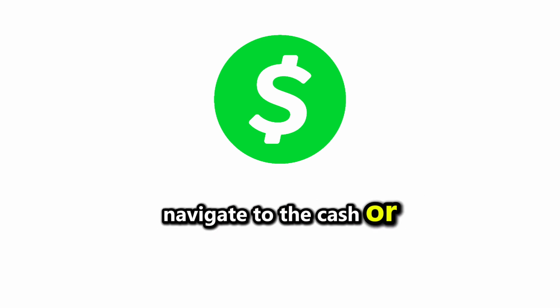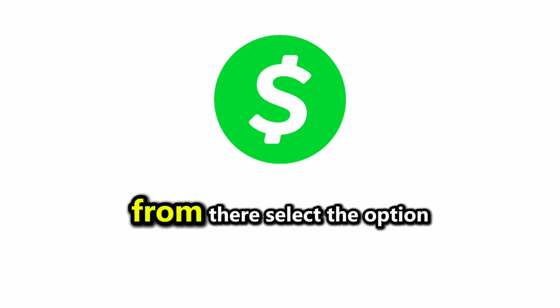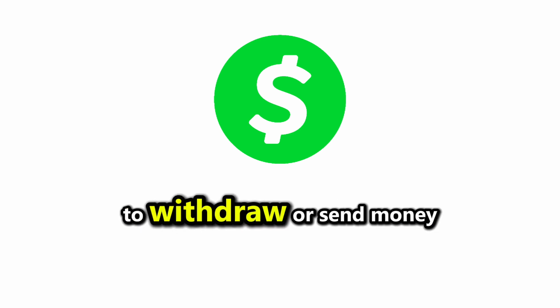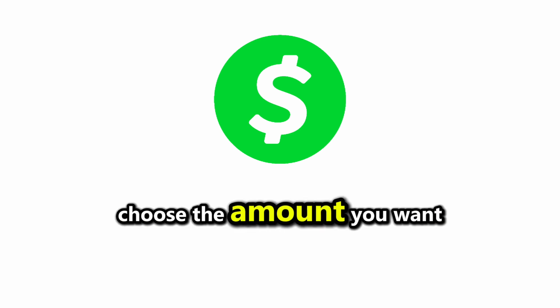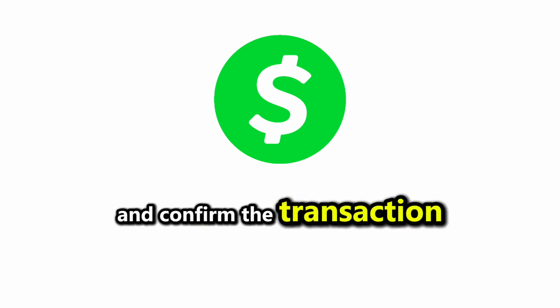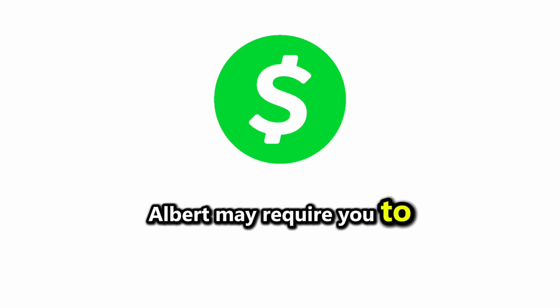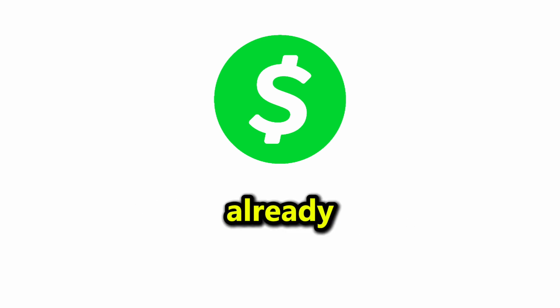Navigate to the Cash or Transfer section of the app. From there, select the option to withdraw or send money. Choose the amount you want to transfer and confirm the transaction. Albert may require you to link your bank account if you haven't done so already.